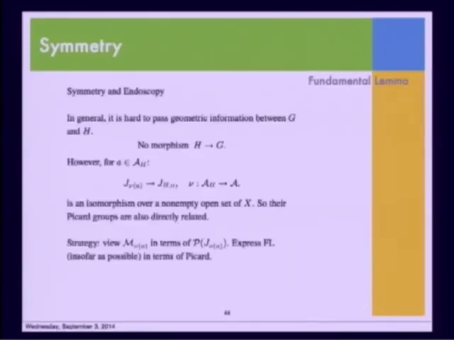Okay, so that's basically just what I said. The Picard groups on the group and the endoscopic groups are directly related, so that information passes back and forth.